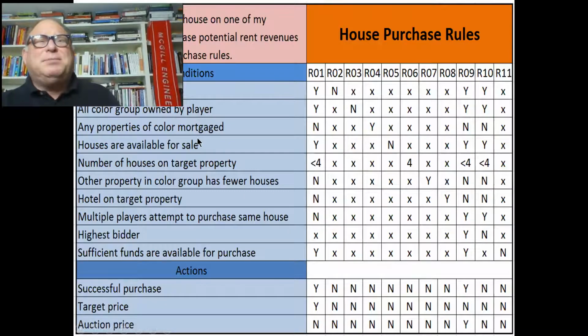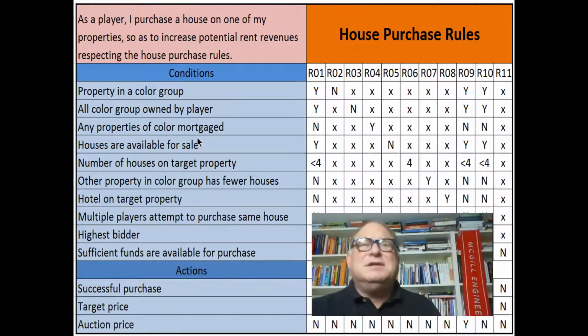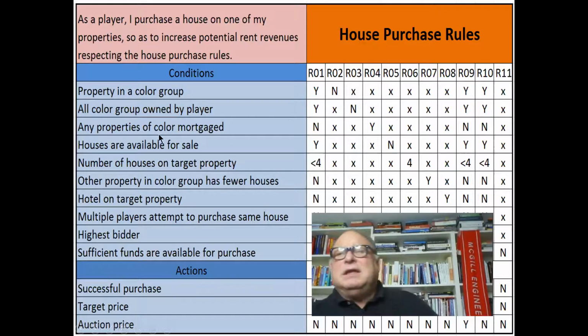And this basically breaks down into this decision table here. So if you look at, we put the story in the upper left-hand corner just to make it clear. As a player, I want to purchase a house on one of my properties so as to increase potential rent revenues, respecting the house purchase rules. Then we have a bunch of conditions and a bunch of actions. And the conditions would be, are the properties in a color group true or false? Are all the color groups owned by the same player, true or false? Are any color groups mortgaged, true or false?